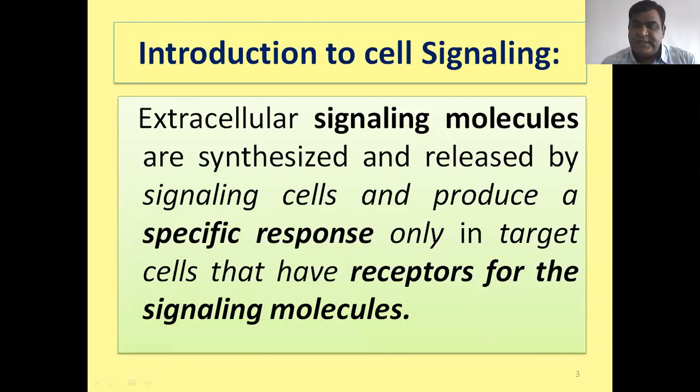Now, as far as signaling molecules are concerned, they are synthesized and released by the cell which needs to communicate to another cell. And whenever that particular signaling molecule is received by the target cell, that will bring about the effect. That will do whatever the message has been given. So this primary signaling molecule is also known as the primary messenger.